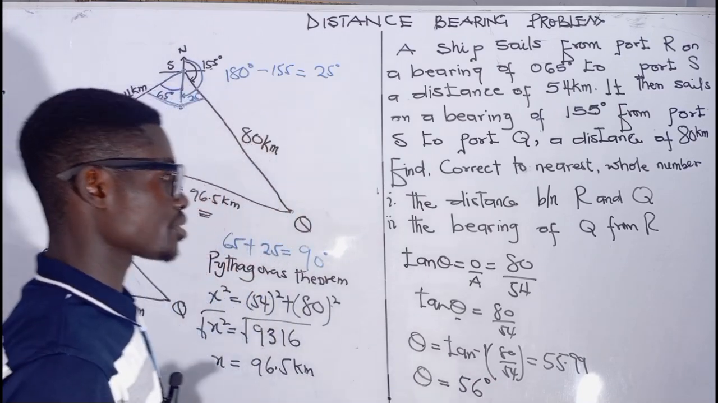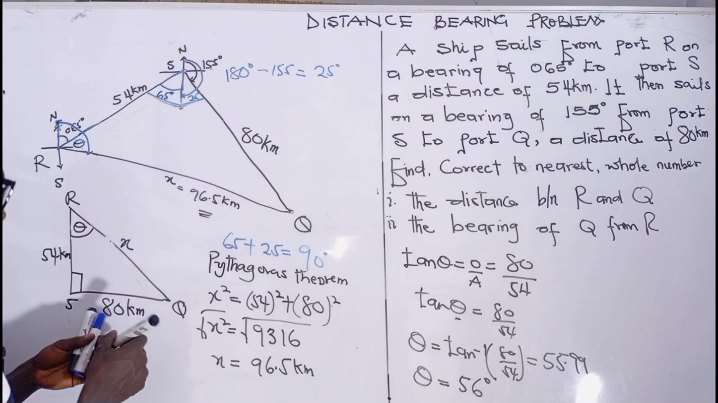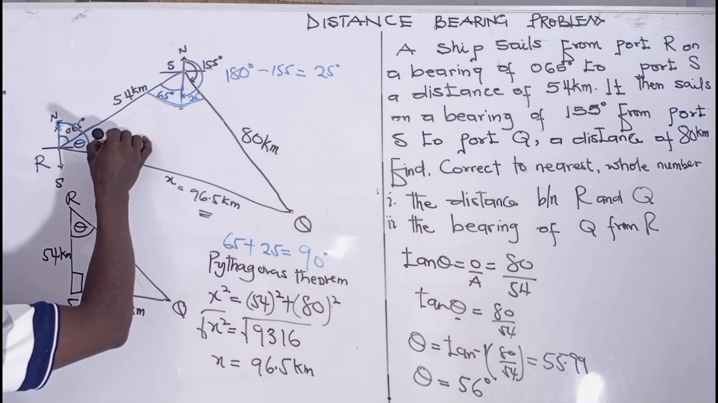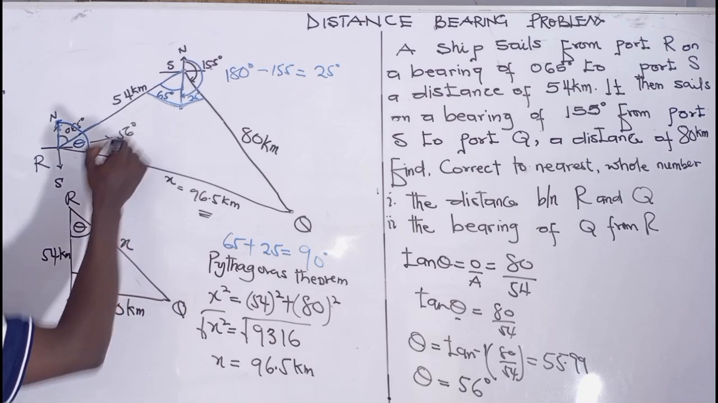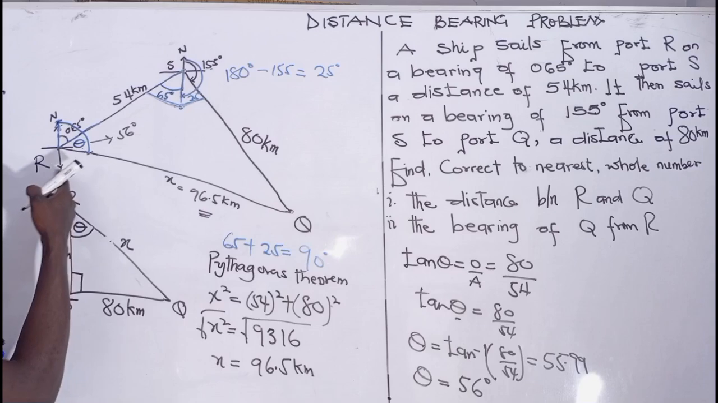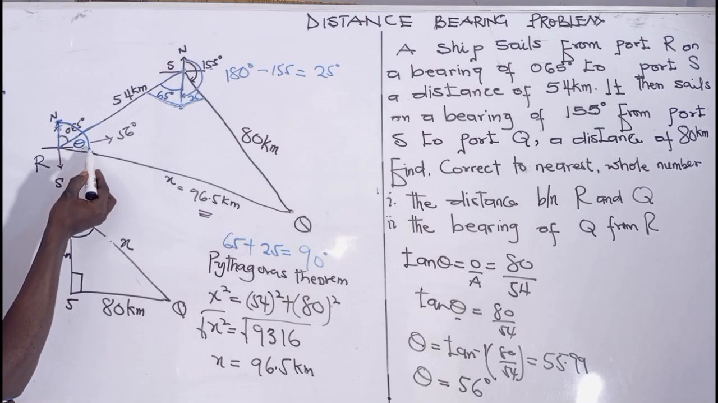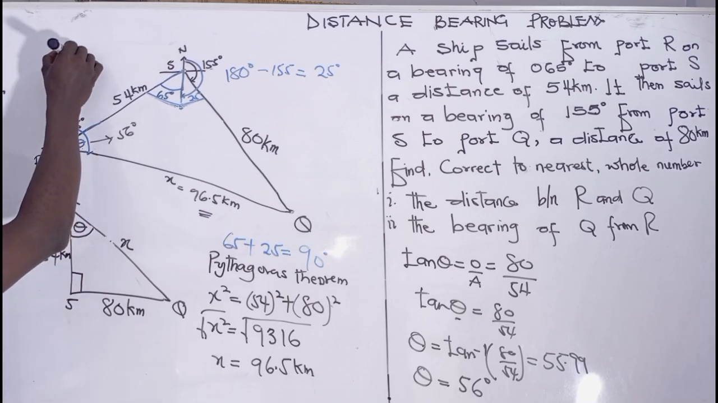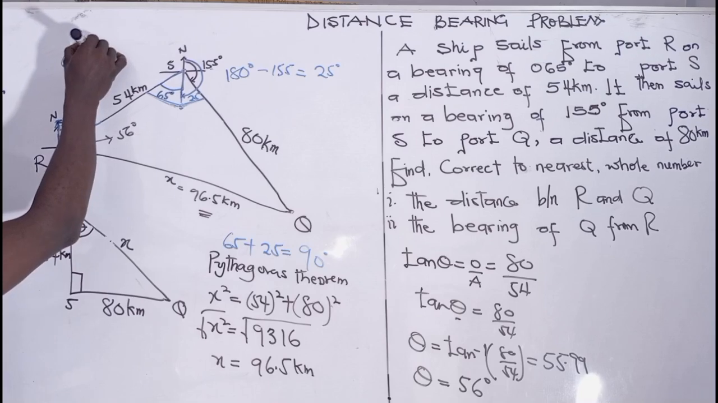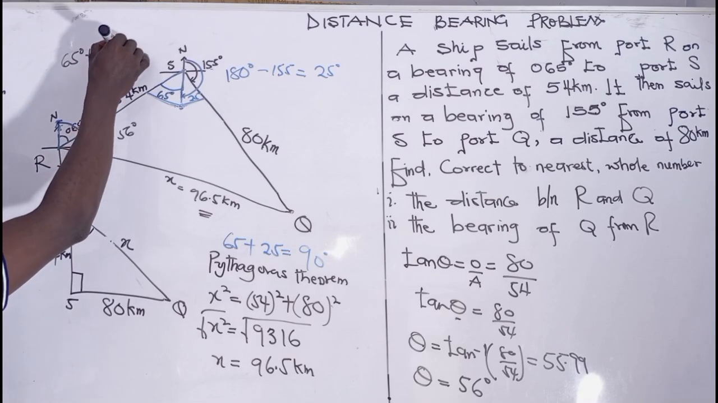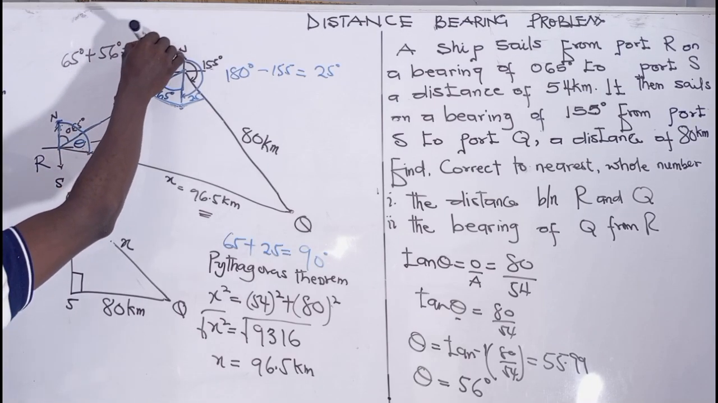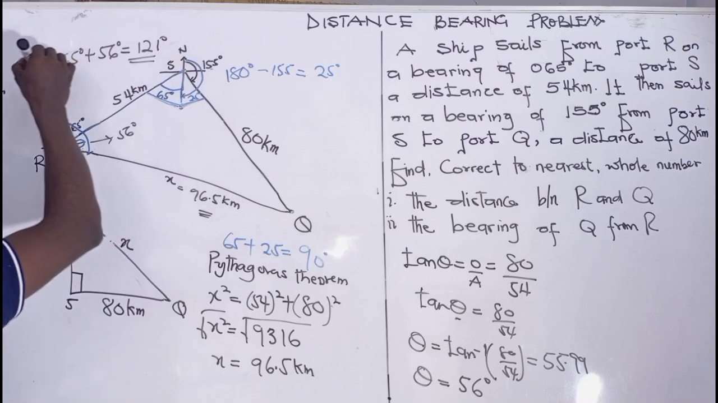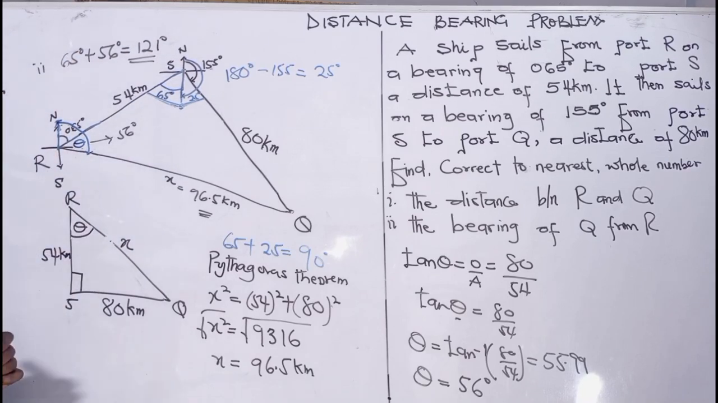Now the question says we have to find the bearing of Q from R. We know that angle theta is 56 degrees, so the bearing of Q from R is going to be the sum of this angle and then this angle. So we are going to have 65 degrees plus 56 degrees, and that's going to give us 121 degrees. As easy as that.